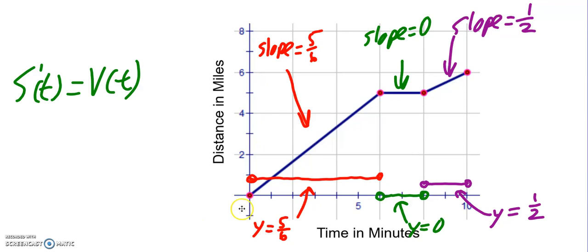And one last thing to keep in mind is, when we think about context, this was miles driven per minute. So when I see this velocity of 5/6, I might think to myself, that doesn't make a lot of sense as a velocity. But remember, that's miles per minute. This is not miles per hour. So it's miles per minute. So it actually is a realistic velocity.